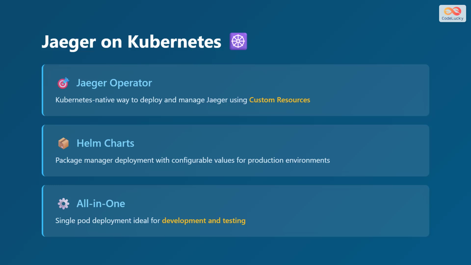The second option is using Helm charts. Helm is a package manager for Kubernetes, and the Jaeger Helm charts provide configurable values that let you customize your deployment for production environments. The third option is the all-in-one deployment, which runs all Jaeger components in a single pod. This is perfect for development and testing environments, but it's not recommended for production use because it lacks the scalability and resilience that production workloads require.